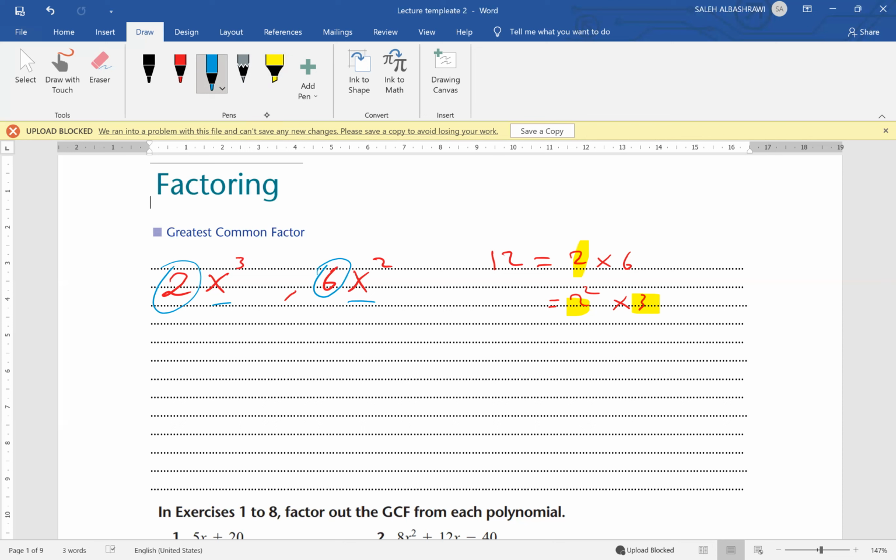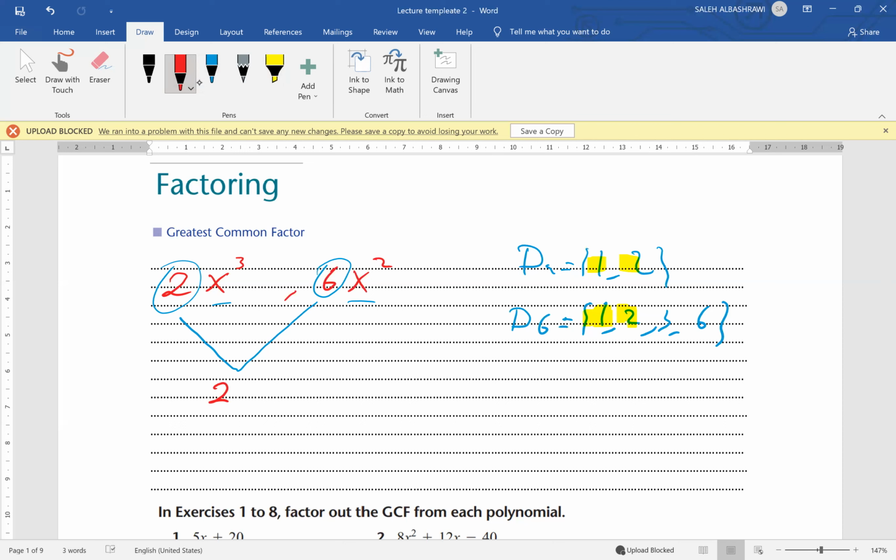2 and 6, we can see that they have a common factor. Let's look at the divisors. The divisors of 2 are 1 and 2. These are the numbers that can divide the number 2. The divisors of 6 are 1, 2, 3, and 6. Now the common ones are 1 and 2, and the highest one is 2. So we can say 2 is the greatest common factor.